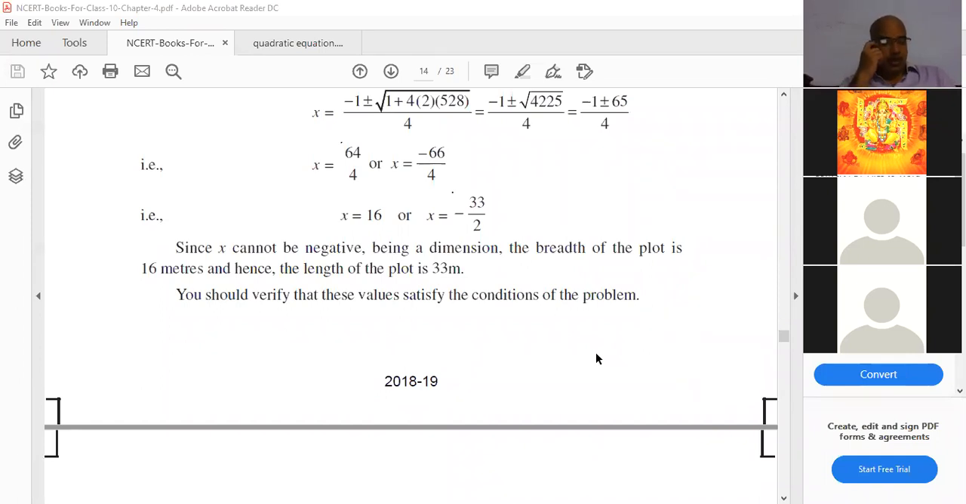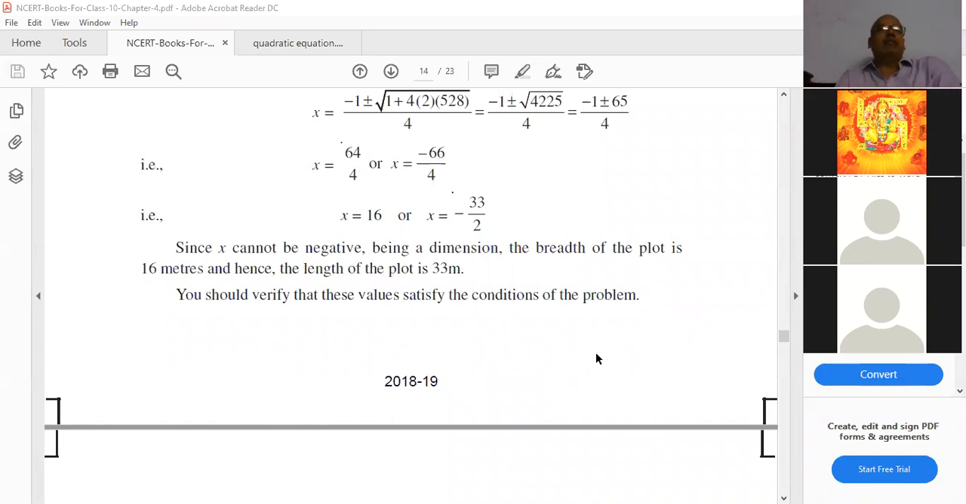Minus b plus or minus root b square minus 4ac by 2a. Very good. That is the quadratic formula. Now, nature of roots. Discriminant D equal to what? Discriminant D equal to b square minus 4ac. Very good.